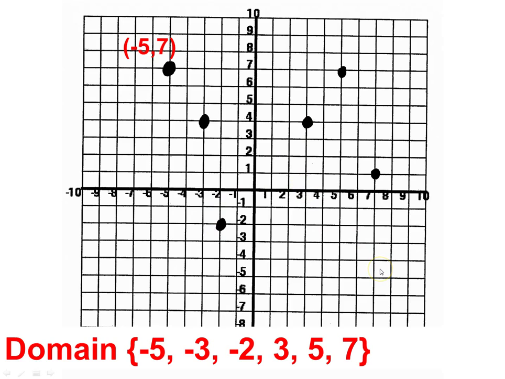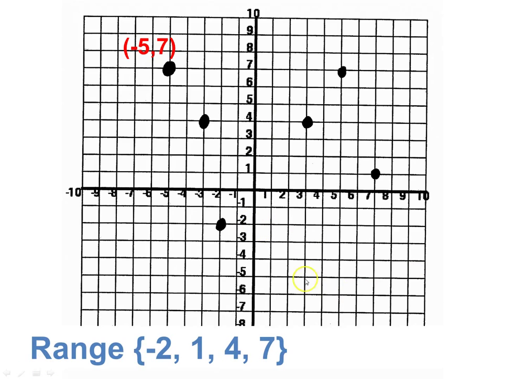Just like that. Well, then what is range? Well, let's look. In this point right here, range is the y value, so that would be 7. Well, let's look at it. I have 7. I have 4. I have 1 and -2. So my range would be -2, 1, 4, and 7.